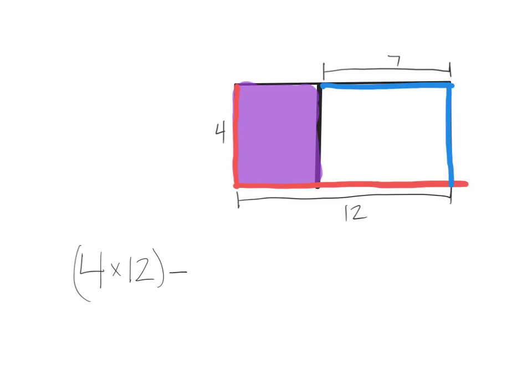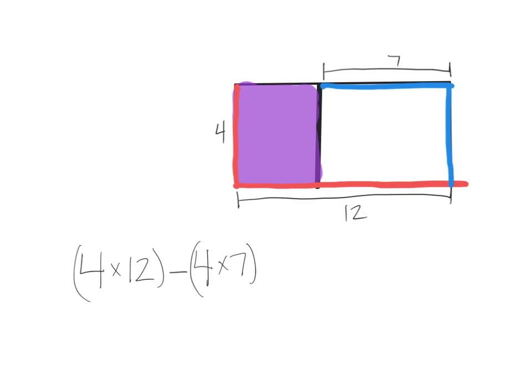So I know that this side here is equal to 4. Then this side here is equal to 7 because the 7 goes from here to here. So I do 4 times 7. And that's all I do for my first equation.